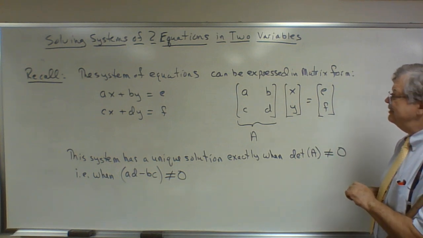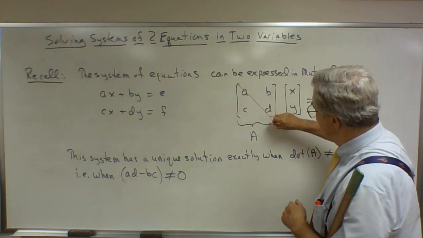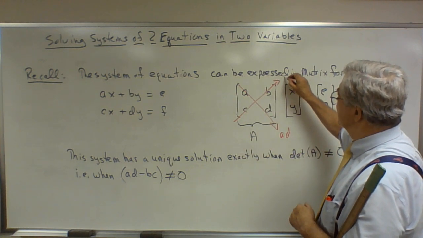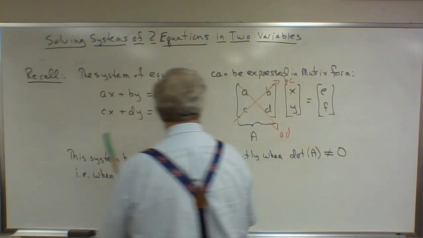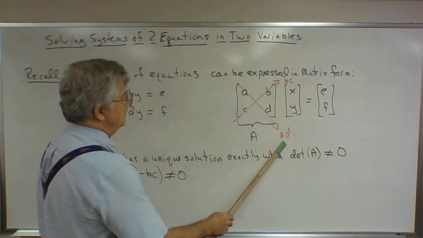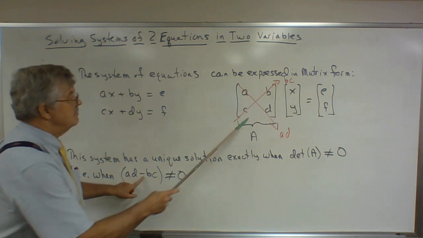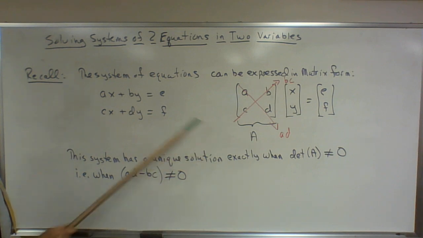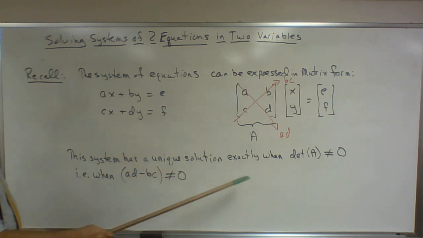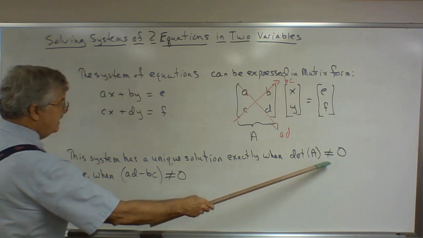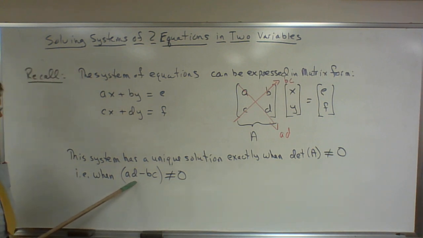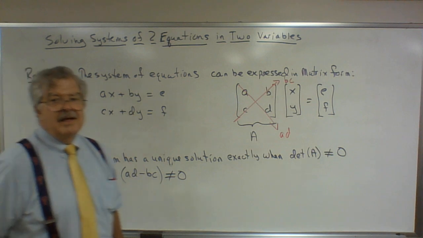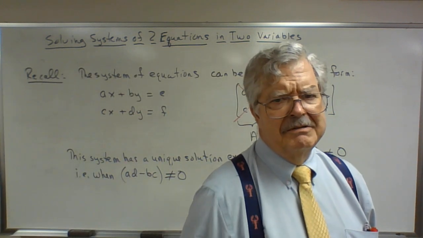Now, what is the determinant of A? AD minus CB, or BC. We take the product going down, AD, and subtract the product going up, BC. This system of equations has a unique solution exactly when the determinant of A is not 0. In other words, when AD minus BC is not 0. Now, what in the world does that have to do with congruences?